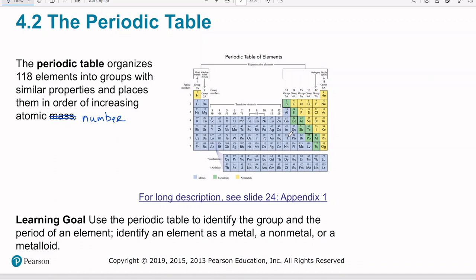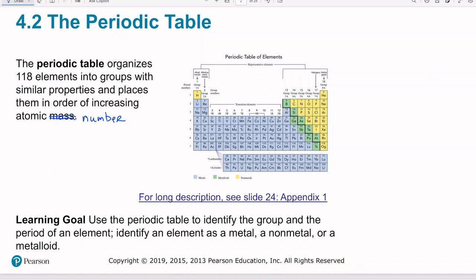So there's actually a typo here. It says increasing atomic mass. Actually, Dmitri Mendeleev, the developer of the periodic table, arranged the elements in order of increasing atomic mass because he didn't fully understand atomic number at the time. And it was actually that arrangement that helped to develop an understanding of atomic number.